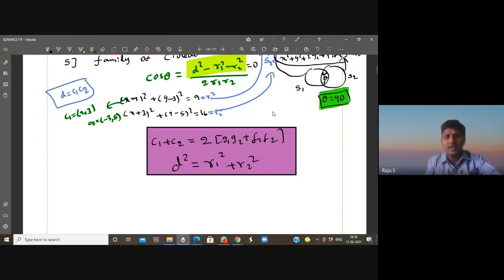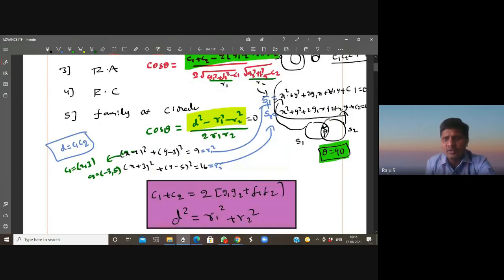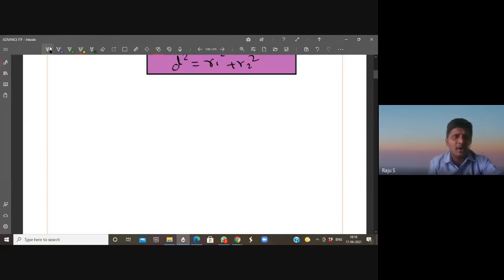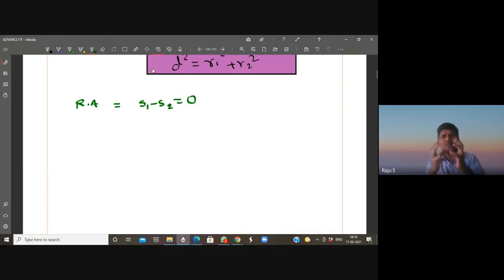Important: radical axis. When two circles S1, S2 are given, like that, see here, I have clearly given: this is S1, this is S2. What is the radical axis? Simple. The formula is S1 minus S2 is equal to 0. That's all. Given two circles, you subtract one circle from the other: first circle minus second circle. That is the radical axis equation.